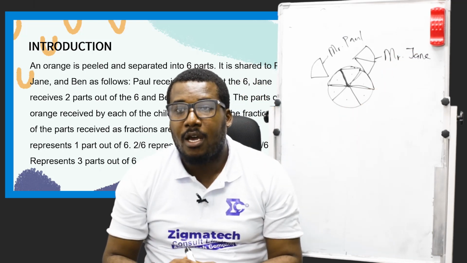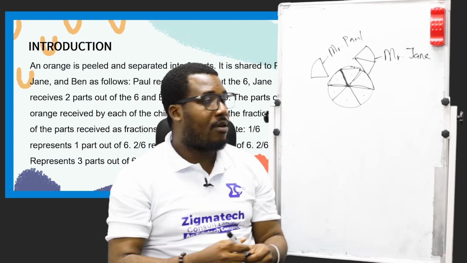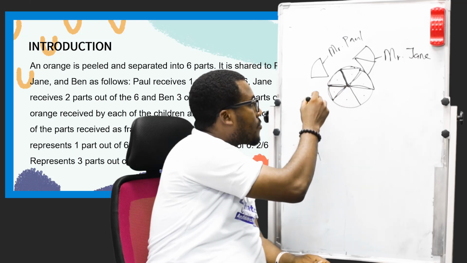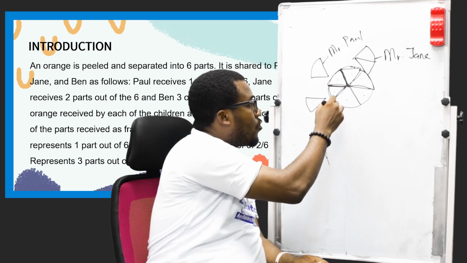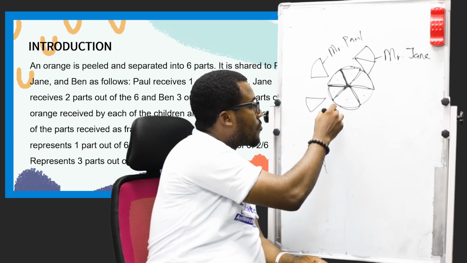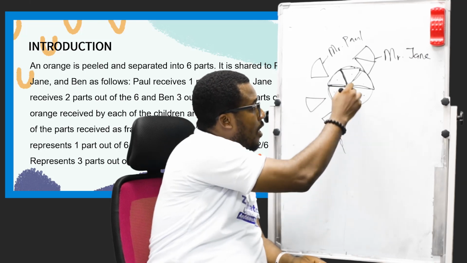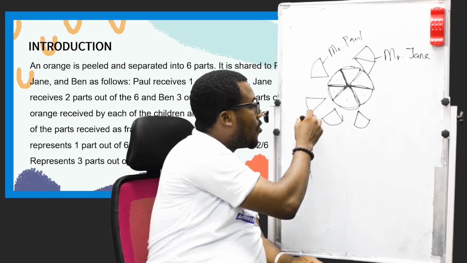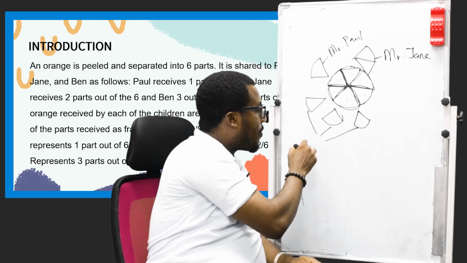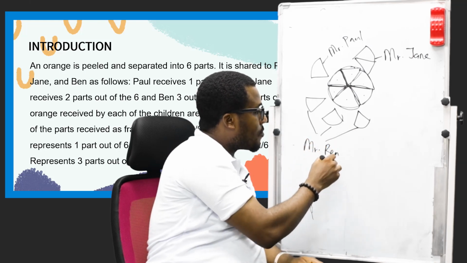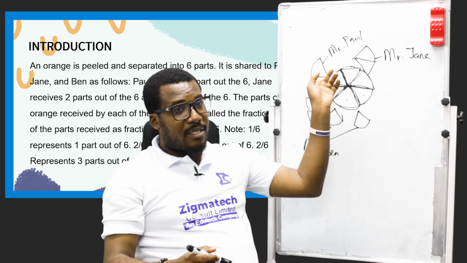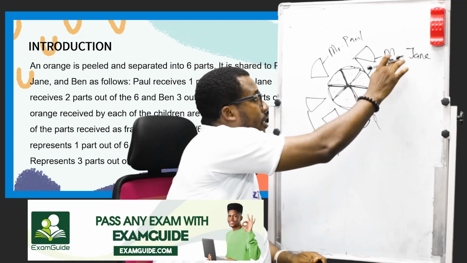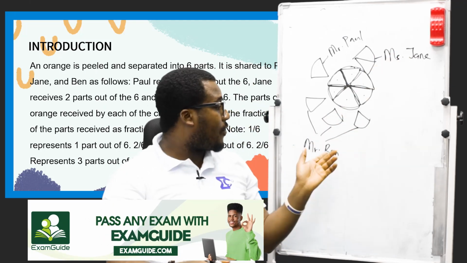And finally, Mr. Ben got 3 out of the 6 parts. 1, 2, and then 3. So these are all for Mr. Ben. 1 part, Mr. Paul. 2 parts, Miss Jane. And then 3 parts, Mr. Ben.